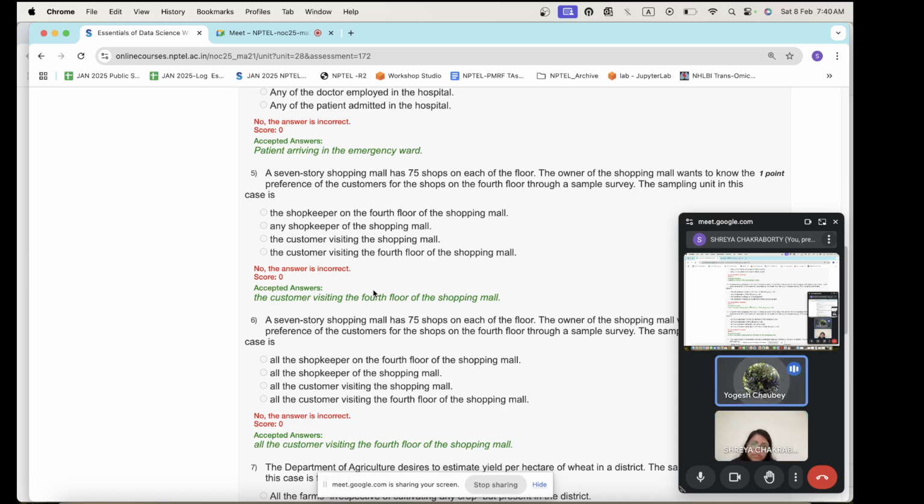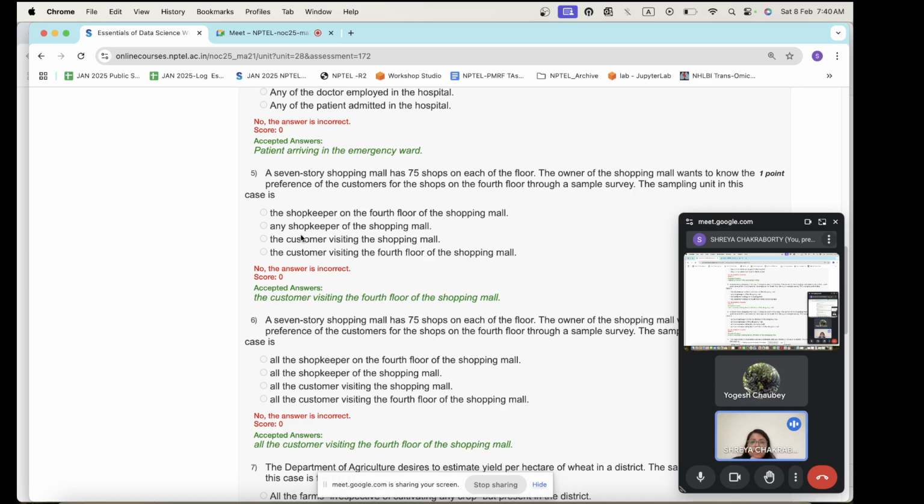Actually, I mistakenly opted that I was having both the answers. Initially, I had the answer that the customers visiting the fourth floor will be giving the preferences for the 75 shops. But later on I decided against this, and I opted that every customer visiting the mall will be giving the preferences. Both the questions have gone wrong. Otherwise, everything is right in the first and second assignment.